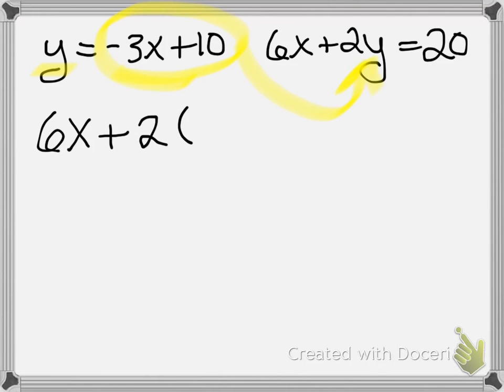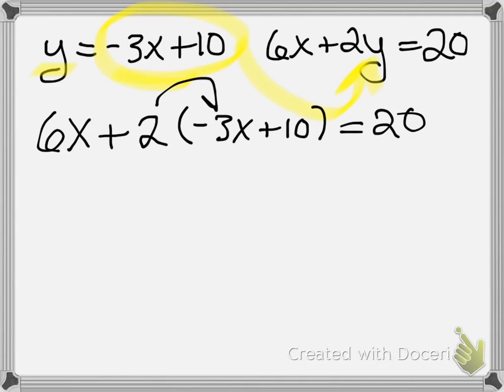And when we're multiplying by a sum, we need parentheses. So I'm going to put that in parentheses, and it's all still equal to 20. As you can see, the only thing I changed was the fact that there was a y there. Well, now if you recall, if there's a number outside of parentheses, we are distributing.